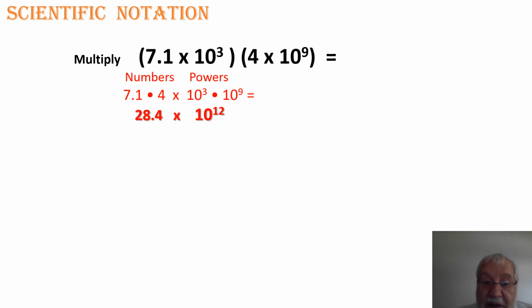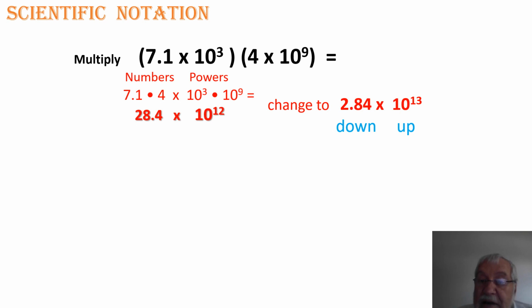The problem with this is that the mantissa is no longer in scientific notation format. It's too big. So I have to bring the 28 down 1 place to make it smaller, and therefore I'm going to have to take 10 to the 12th power and take it up 1 place so that I don't change the overall value, and the new scientific notation will be 2.84 times 10 to the 13th. This adjustment is something that you have to acknowledge in order to make the answer stay in scientific notation.